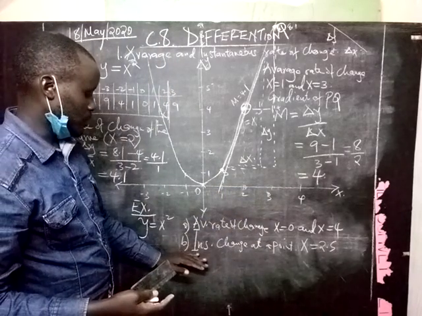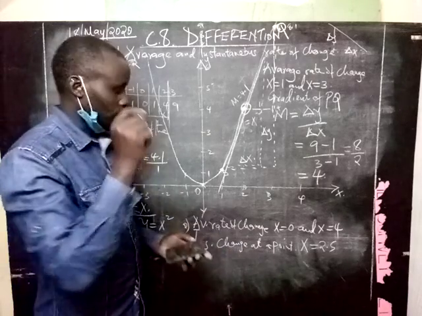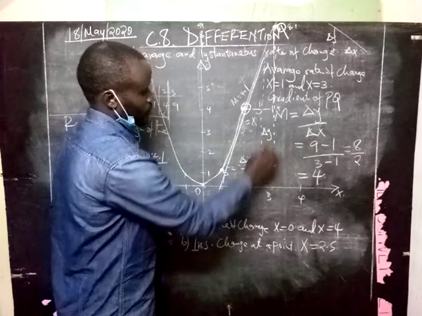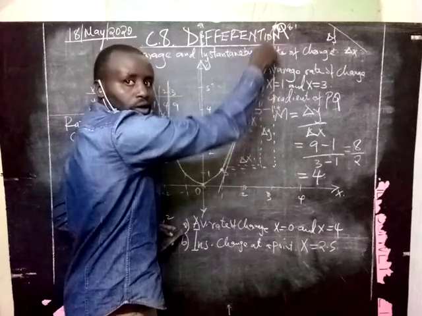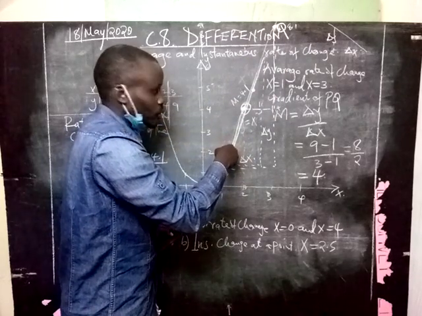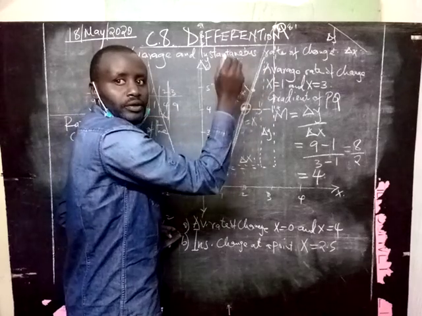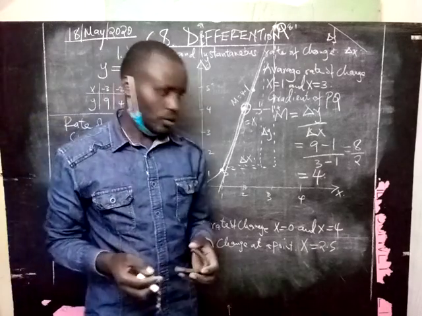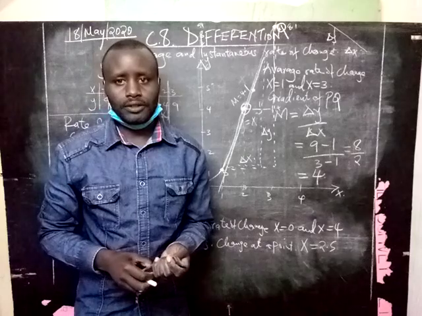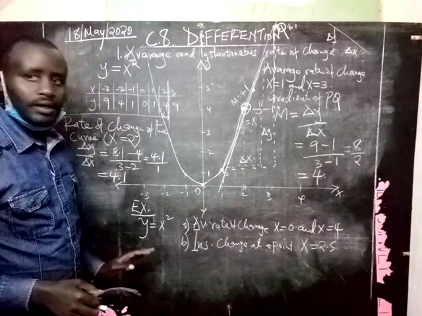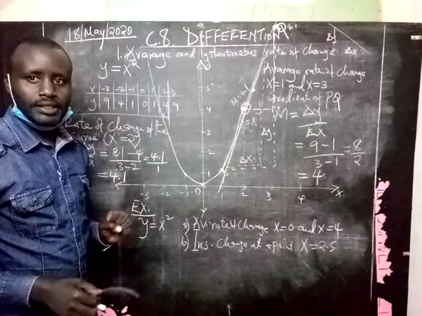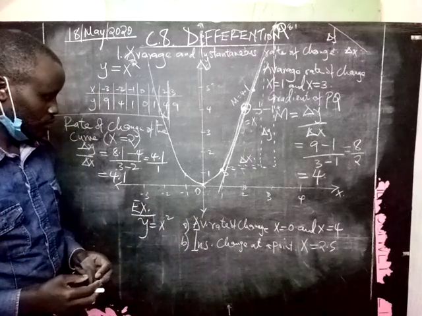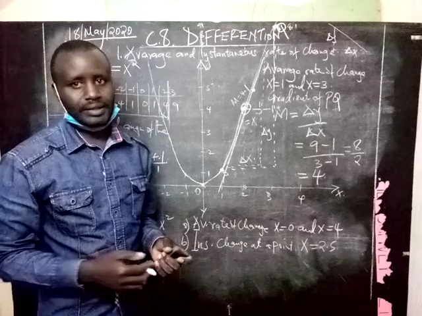Then you move to b, the instantaneous change at a point where x equals 2.5. So between the two we have 2.5 here. So you're going to have that point. Then you draw a tangent to this curve at this point. Then you find the gradient. That is where you are going to find the instantaneous change at a point. So here is a question. I'm going to give you 2 minutes. Can you give it a try? So that we can continue to the next subtopic.